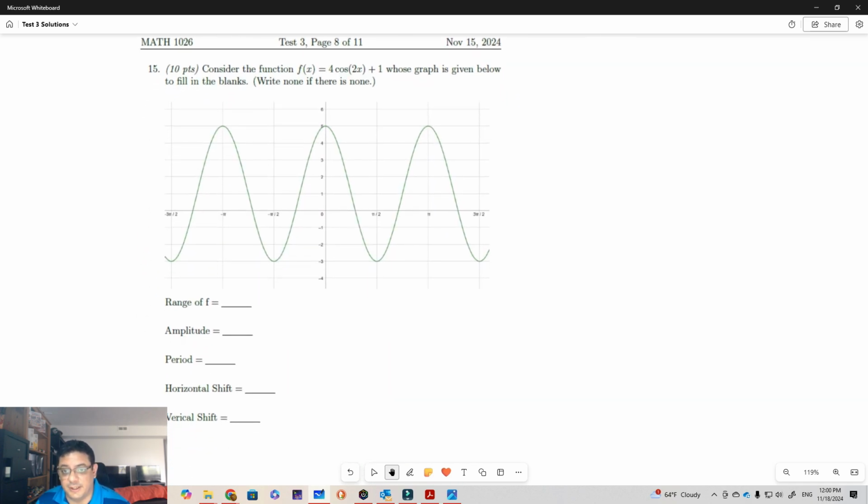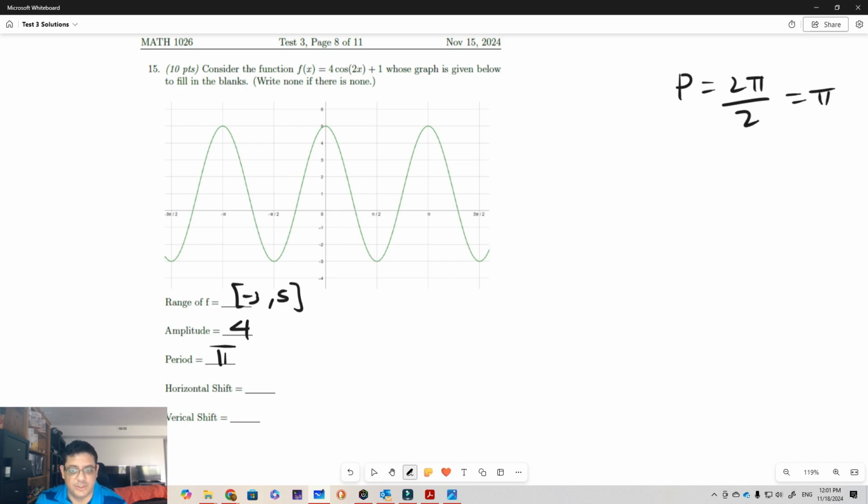Now, question 15 is about finding range, amplitude, period, all that for this function. We have both the function and the graph. From the range, we can see that it goes from minus 3 to 5. From minus 3 to 5, we have a distance of 8, so the amplitude is going to be 4, which matches with this. The period, the distance between two maximums, is pi, which matches with period equals 2 pi over 2, because we have this 2 here, so this is pi.